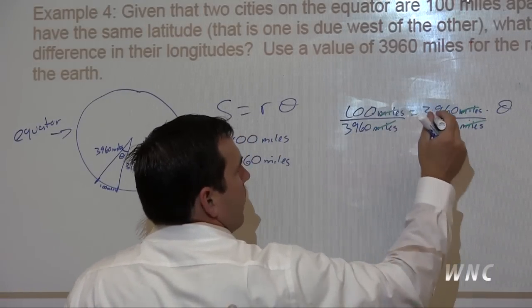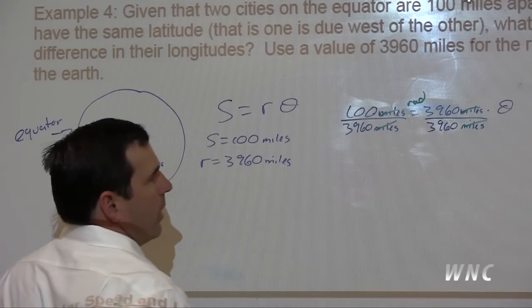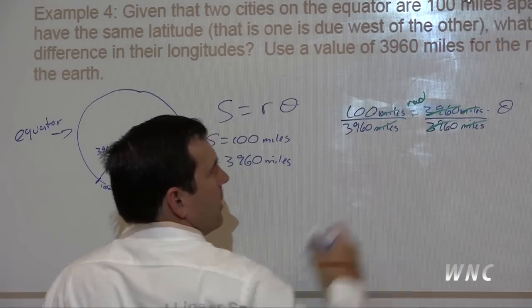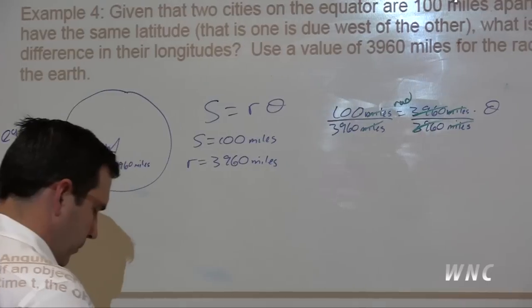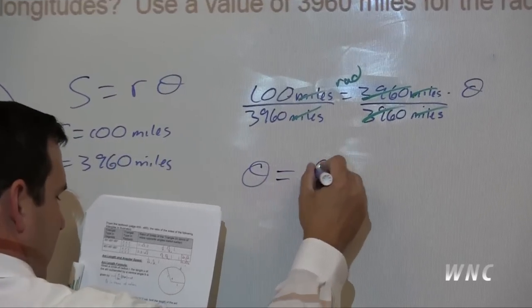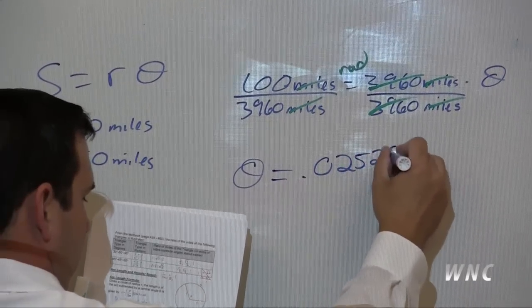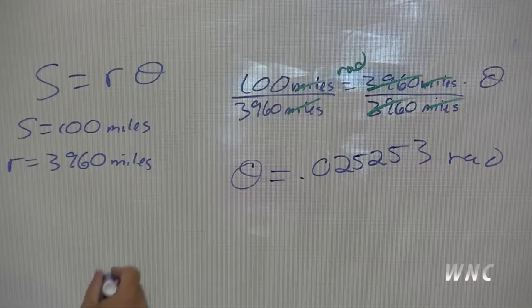Miles cancel, and this should have been miles times radians per mile. The 3,960s cancel. And what are we left with? Theta equals 0.025253 radians.